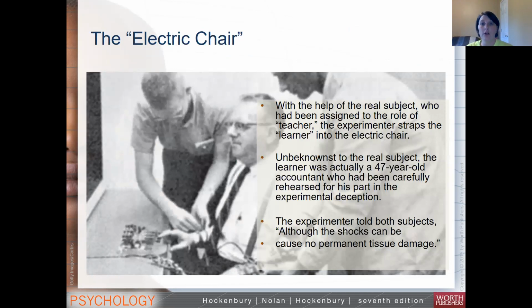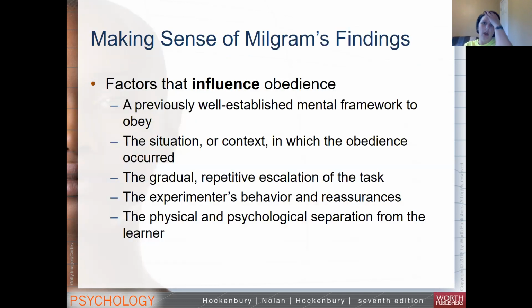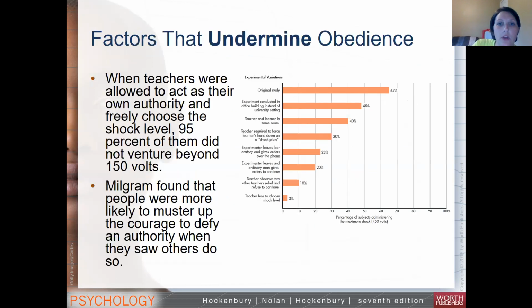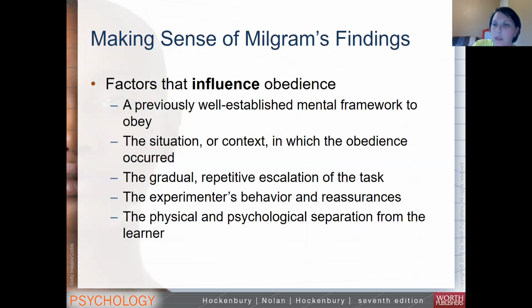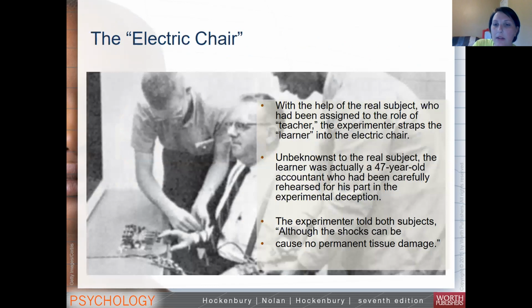So the teacher is thinking that they are giving this person shocks, and they're supposed to continue on with the experiment. And it turns out that quite a few continued, and I don't have the percentage here. I thought I had it on here. I can't remember the percentage off the top of my head.